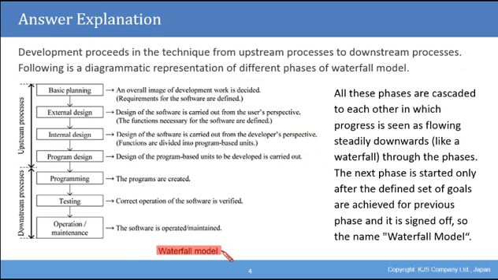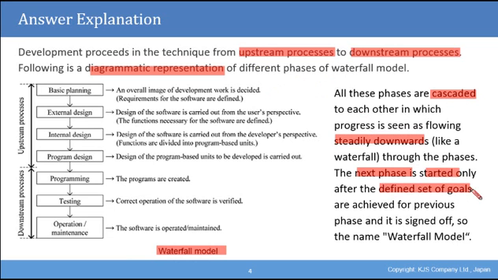Let's have more of a look at the waterfall model. Development proceeds in the technique from the upstream processes to the downstream processes. Following is a diagrammatic representation of different phases of the waterfall model. All of these phases are cascaded to each other, in which progress is seen as flowing steadily downwards like a waterfall through the phases. The next phase is only started after the defined set of goals is achieved for a previous phase, and it is signed off, hence the name the waterfall model.